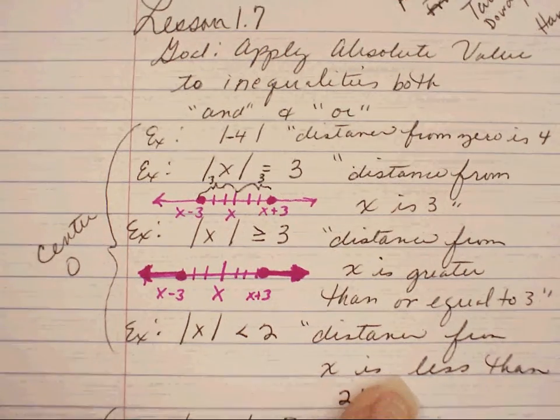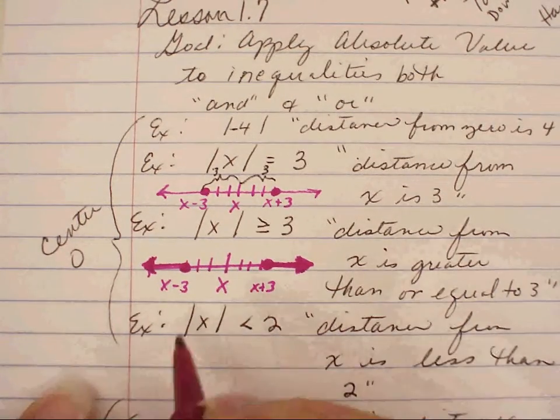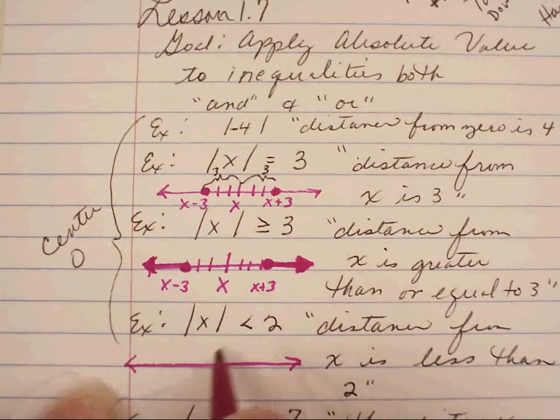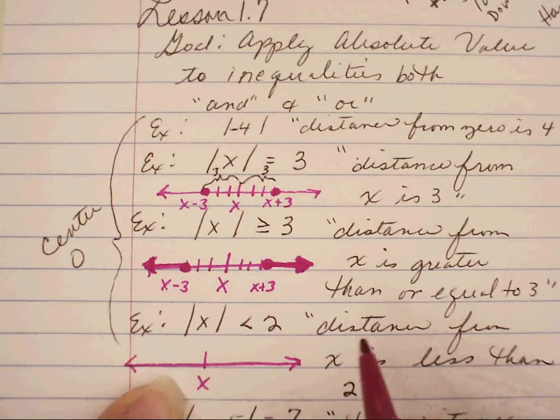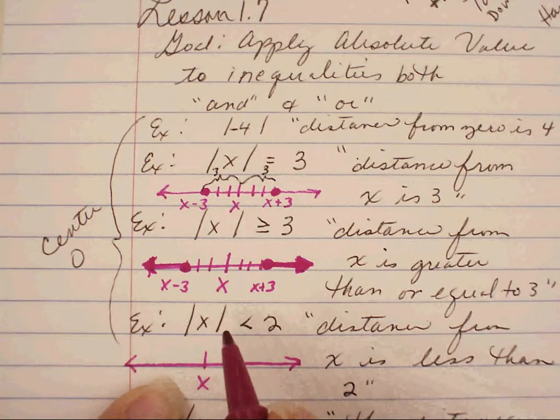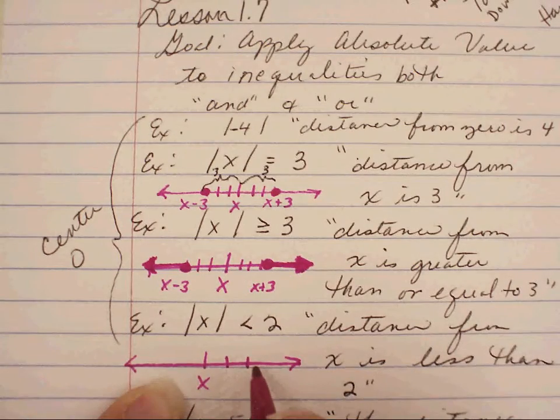How about this guy? Absolute value of x is less than 2. What does that mean? The distance from x that the answers are contained is less than 2. How could you graphically represent that? Well, your center is x, and you have to stay within, is the word I would use. How much? Within what? 2.